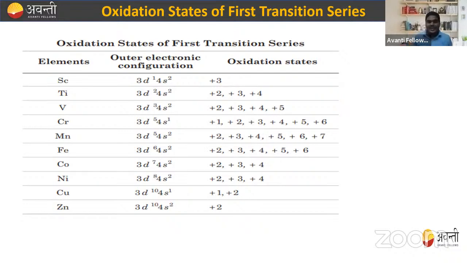So we can observe a very important thing here, and this important thing is: the maximum oxidation state shown by an element of the 3d series is what? Let me write, just wait for a minute. Okay, so manganese. Manganese shows a maximum oxidation state of plus 7. So the maximum oxidation state in the 3d series is shown by manganese, up to plus 7.